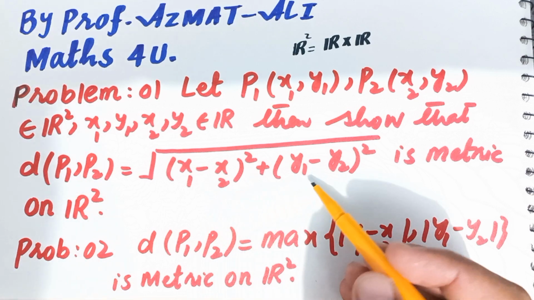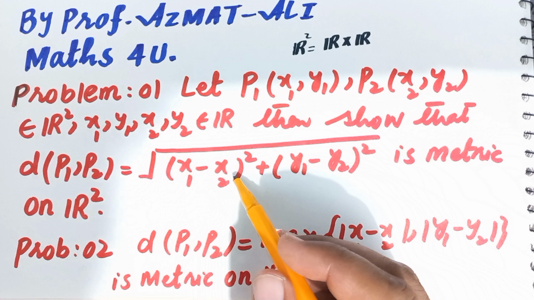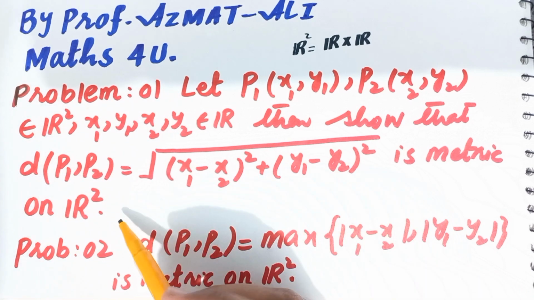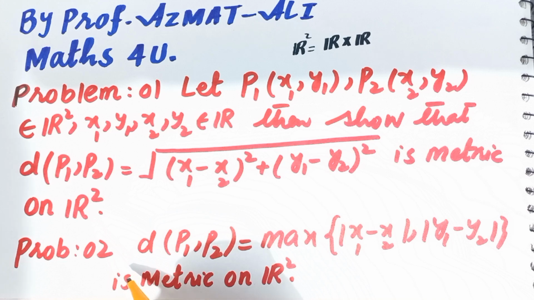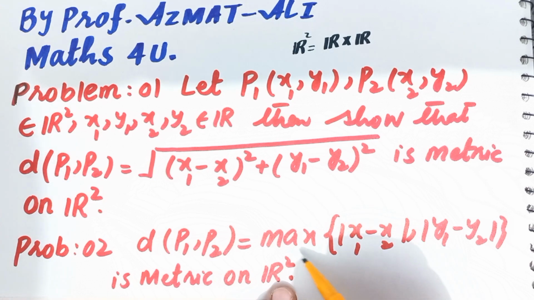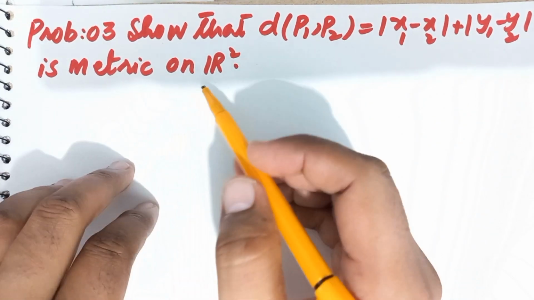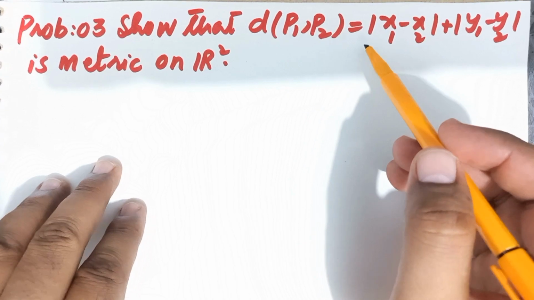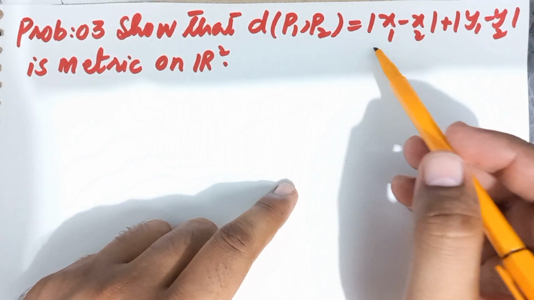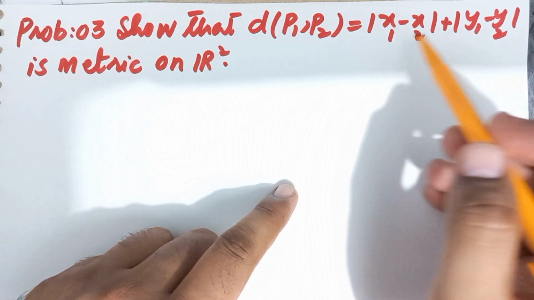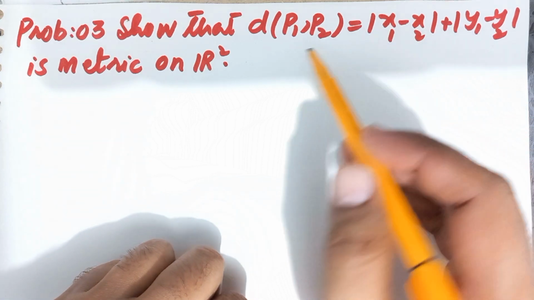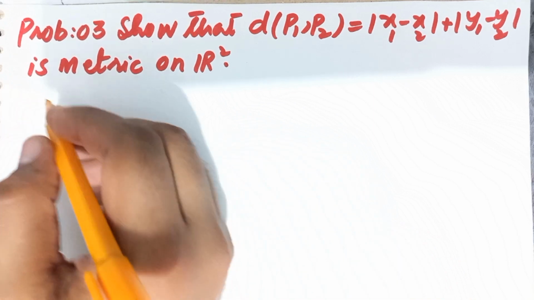Not only the usual or Euclidean metric, there are other metrics that can also be defined on R square. One of the other metrics that can be defined on R square is this: the maximum of the two values, absolute value of x1 minus x2, comma, absolute value of y1 minus y2. And the third problem is the sum of the absolutes, absolute value of x1 minus x2 plus absolute value of y1 minus y2. This is also a metric on R square. So firstly we will show problem number 1.